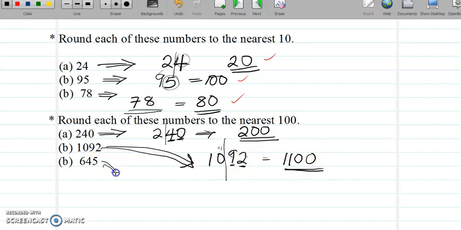Okay, let's look at this last one also. Give me the answer to this. Round this to the nearest 100. Gives us what?